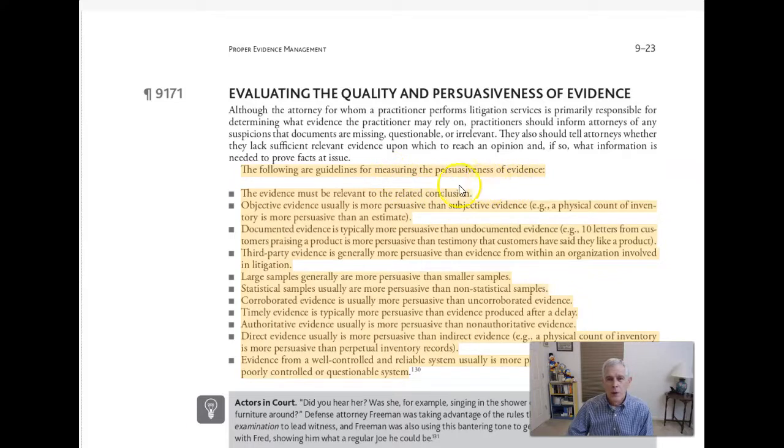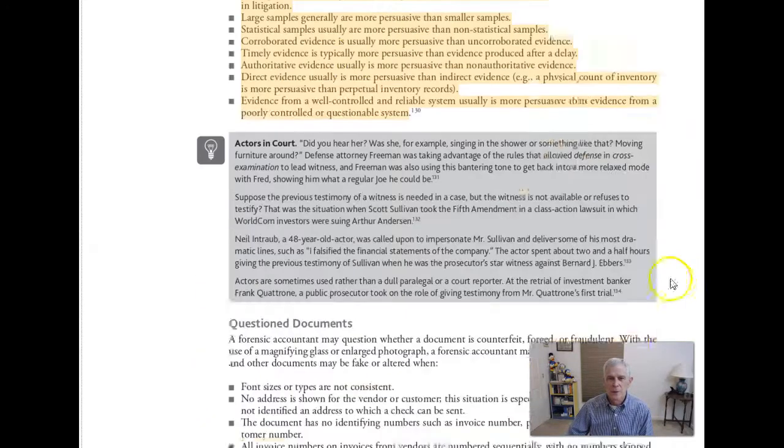This is for evaluating the persuasiveness of the evidence. It must be relevant. We talked about this. Objective, documented. Third-party evidence is better. Large samples are better than small samples, and so forth.